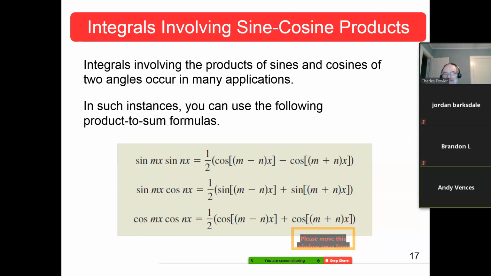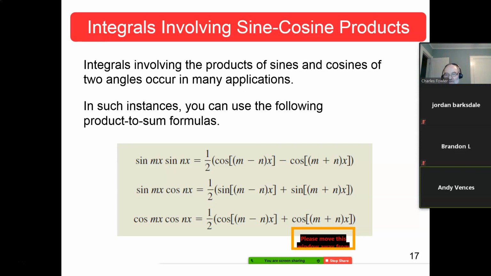Now, if you remember back in trig, and I know all of you had trig, some of you had a pretty lousy instructor for trig, but hopefully you remember something from that. You can use the following product to sum formulas. Now, do I memorize these things? Absolutely not. I look them up if I need them.